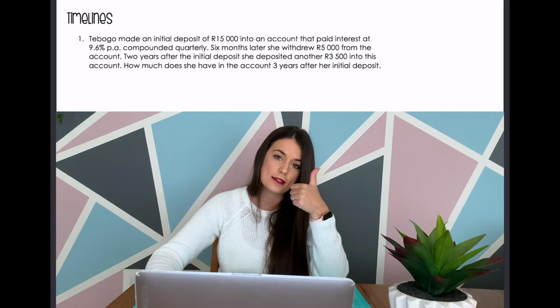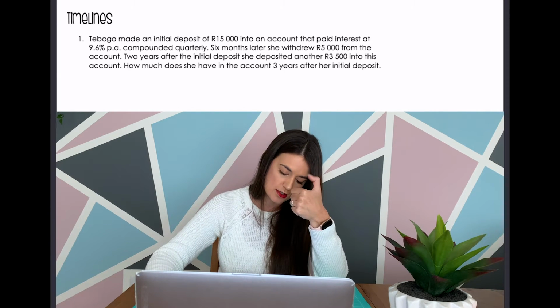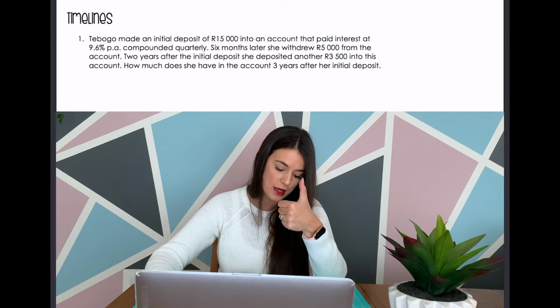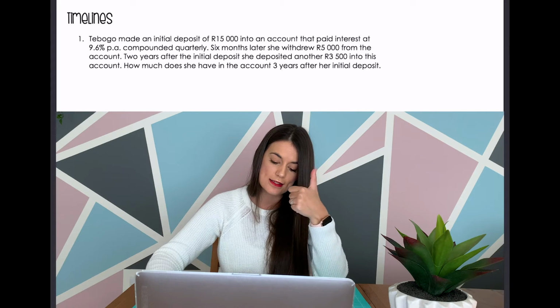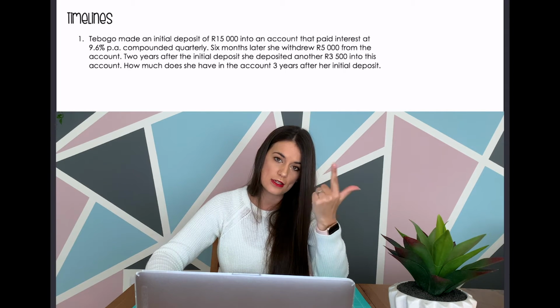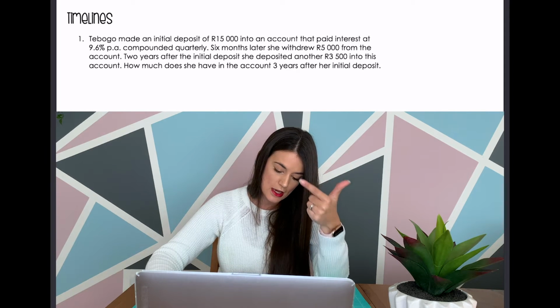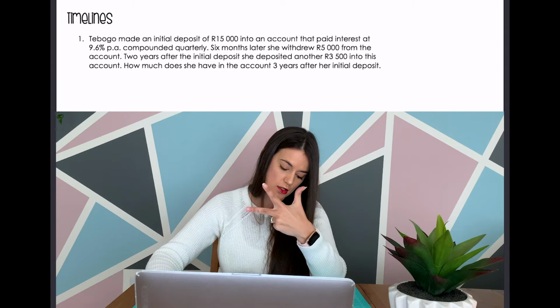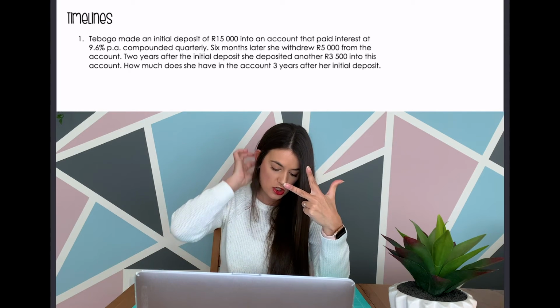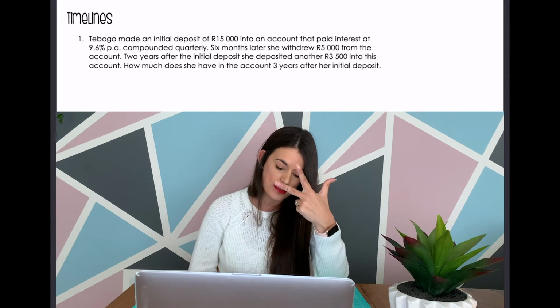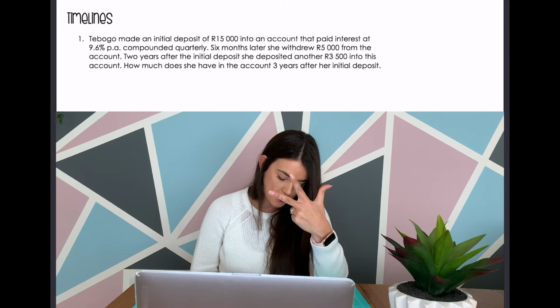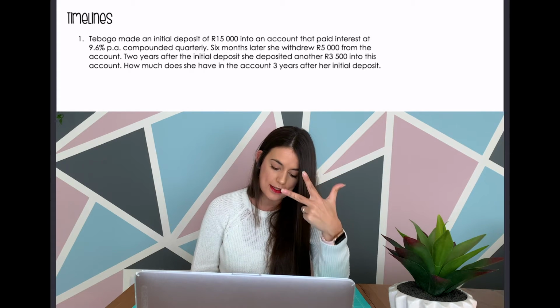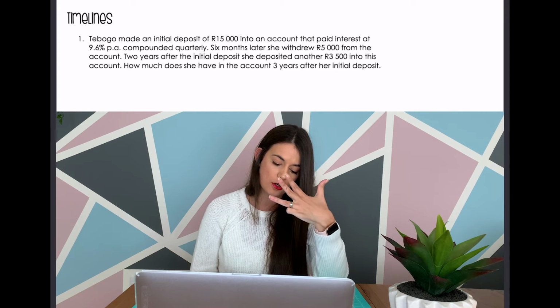Tebogo made an initial deposit of 15,000 Rand into an account. So 15,000 Rand initial deposit, that's term 0, that's my first little stick. That paid interest at 9.6% per annum compounded quarterly. 6 months, half a year later, so we have our second stick, she withdrew 5,000 Rand from the account. 2 years after the initial deposit, so now I'm on stick number 3, she deposited another 3,500 Rand into this account. How much does she have in the account 3 years after her initial deposit?